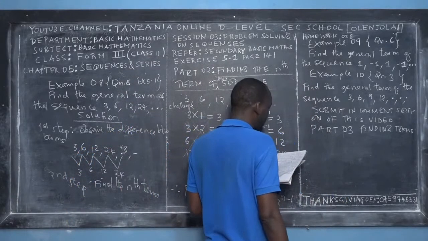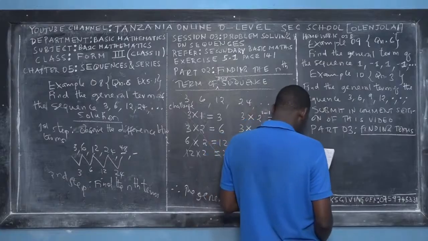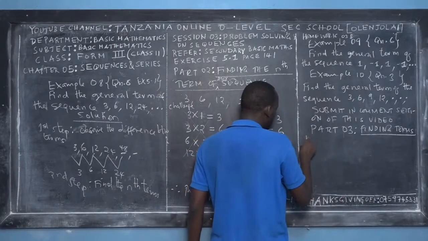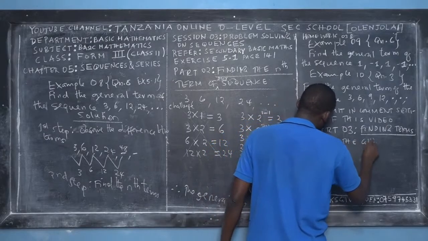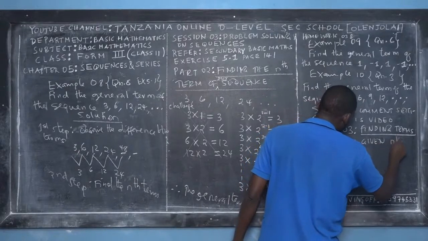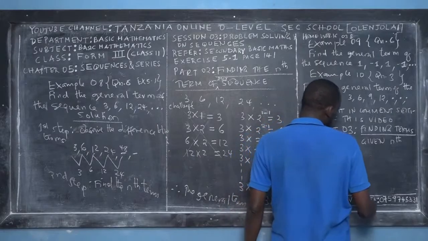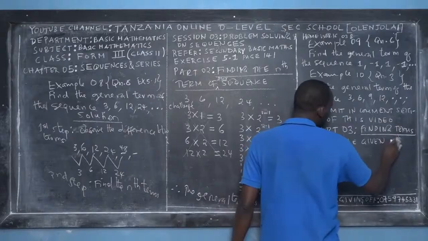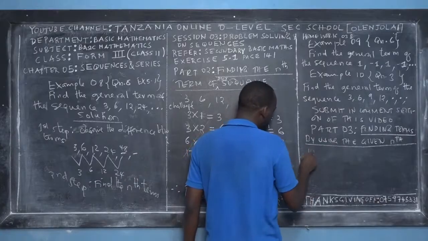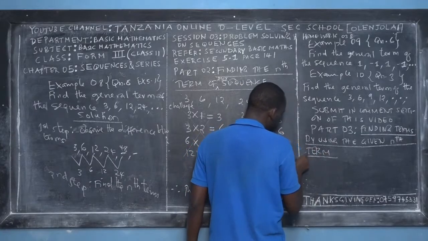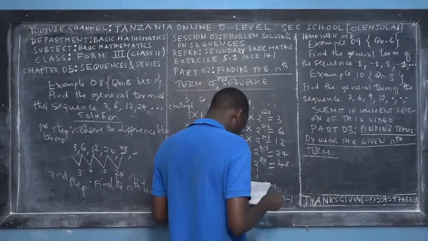In part 3, I'm teaching you how you can find the terms for a given sequence, by using what? By using the formula, the given general term. So how can I find the terms by using the given general term? I'm going to teach you this concept also by using examples.